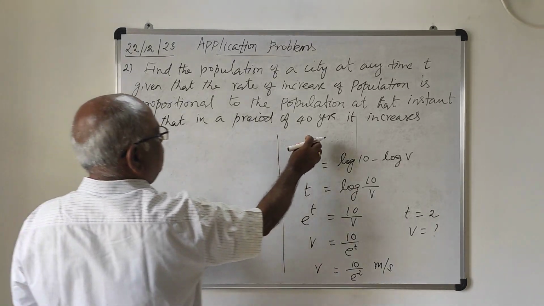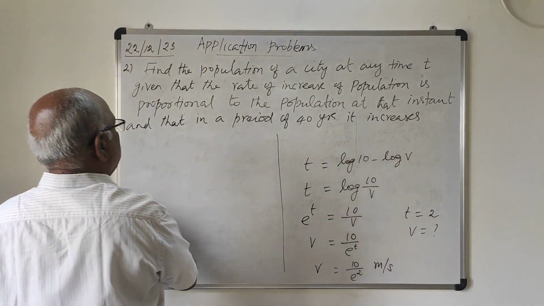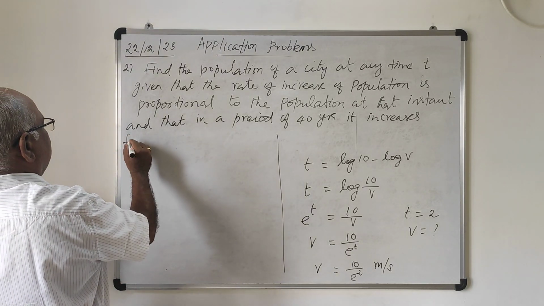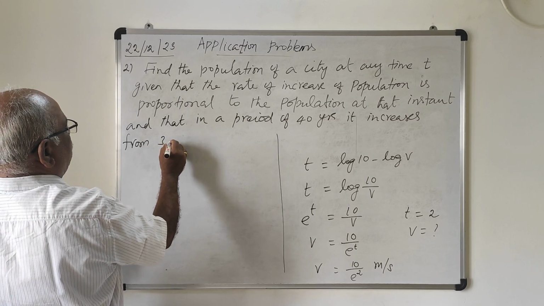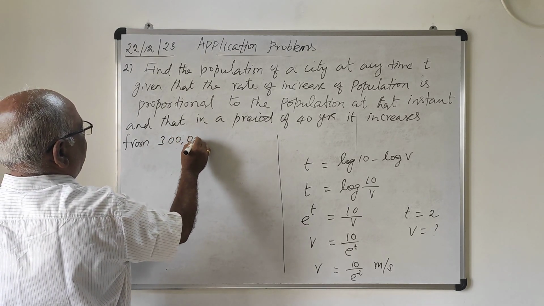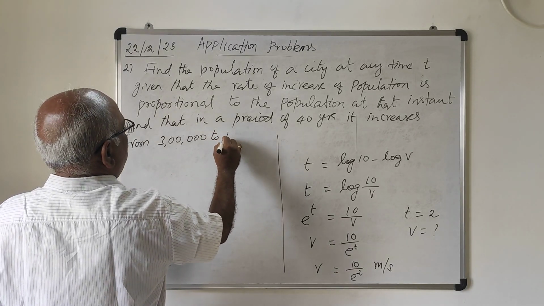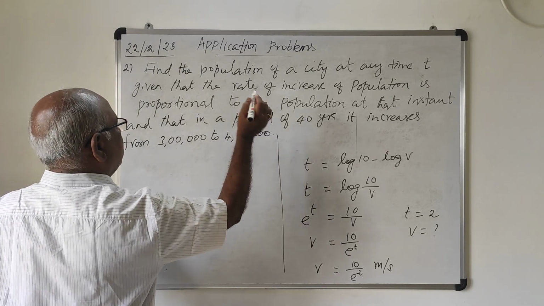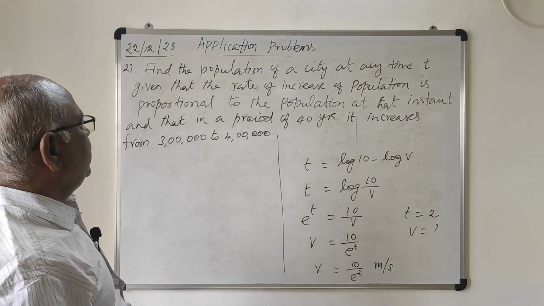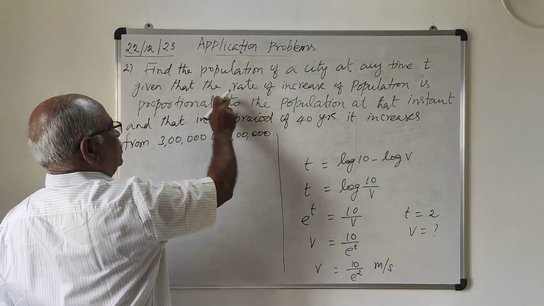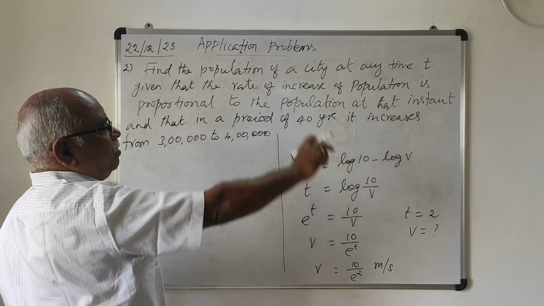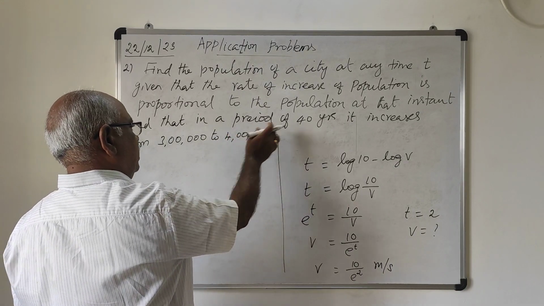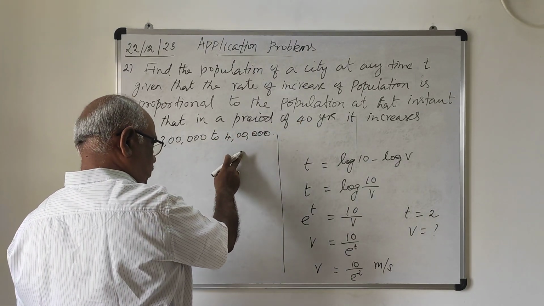It increases from 3 lakhs to 4 lakhs. That is the question. Find the population of a city at any time t, given that the rate of increase of population is proportional to the population at that instant, and that in a period of 40 years it increases from 3 lakhs to 4 lakhs.